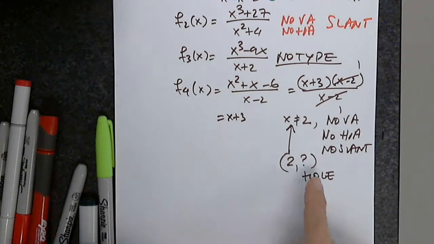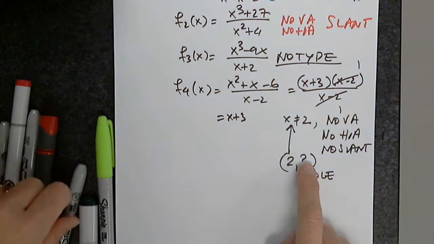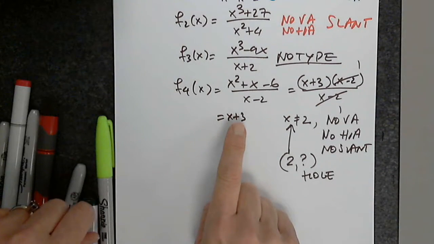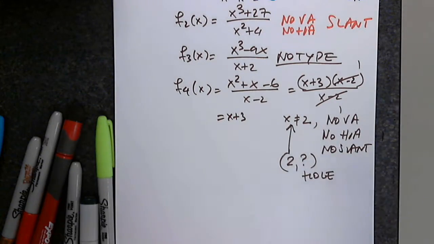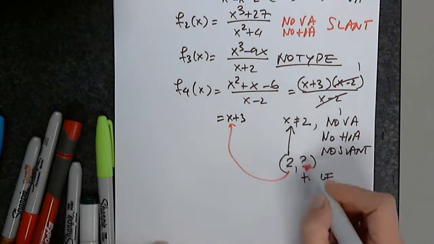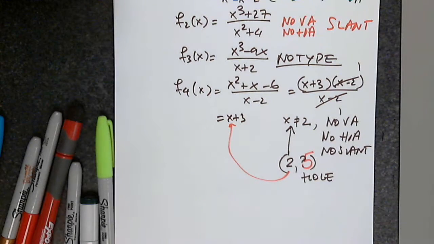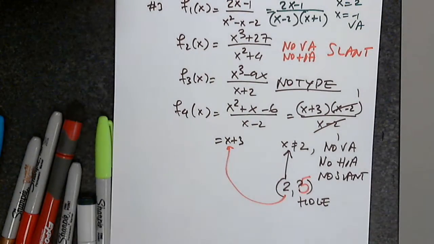Okay? So now how do I determine this coordinate, the y coordinate? I plug in 2 here. Be careful. This is very important. In order to find the coordinates of the hole, you plug 2 in here, so you get 5. So left and right of 2 in the chart, you must write 5. Because that's the point. I know you got it, but you have to show it.